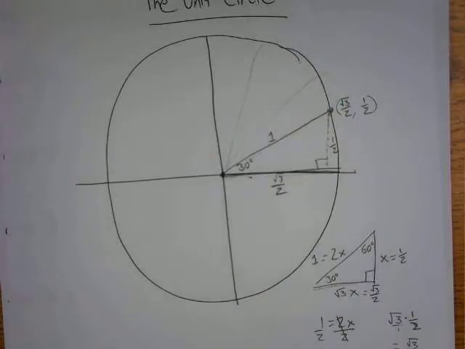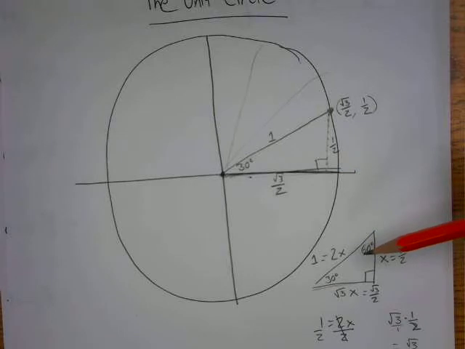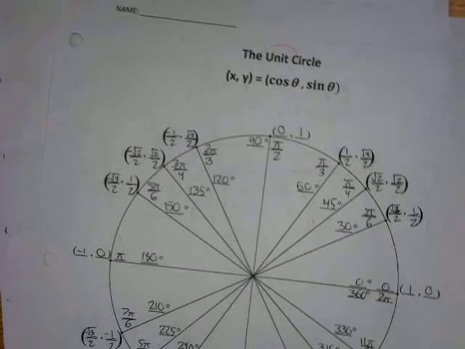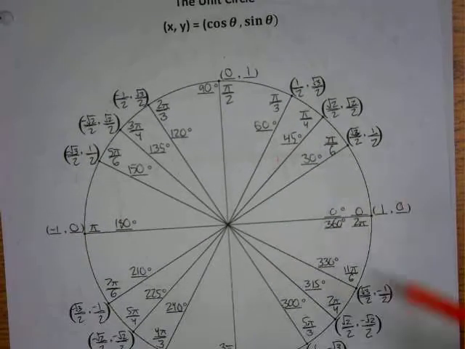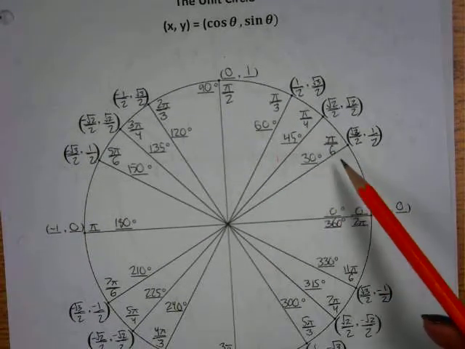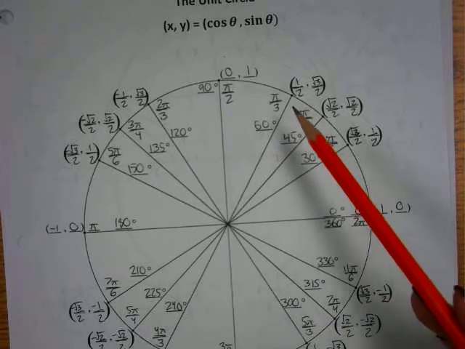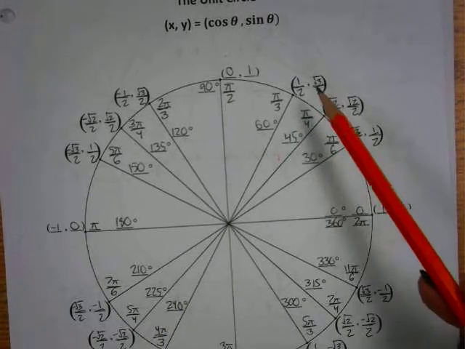As you go and use some of these benchmark angles, you can use the special right triangle for that angle, and you can identify the x and y coordinate of the point touching the outside of the circle. When you finish, you end up with something that looks like this. So you have 30 degrees, or you could write it, of course, in radians, pi over 6, 45, pi over 4, 60, pi over 3, and the coordinates.